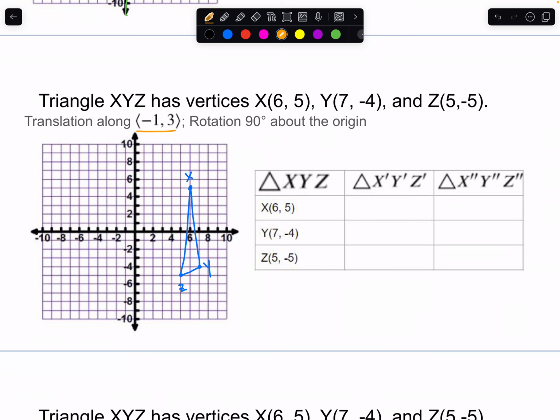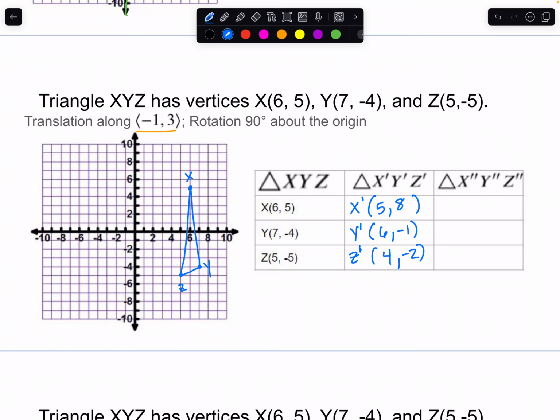For this one here, I'm looking at translating it negative 1, 3, which means 1 to the left and 3 up. With the points, I can already do 6 minus 1, which is 5, and then 5 plus 3 is 8. 7 minus 1 is 6, and negative 4 plus 3 is negative 1. For z prime, 5 minus 1 is 4, and negative 5 plus 3 is negative 2.